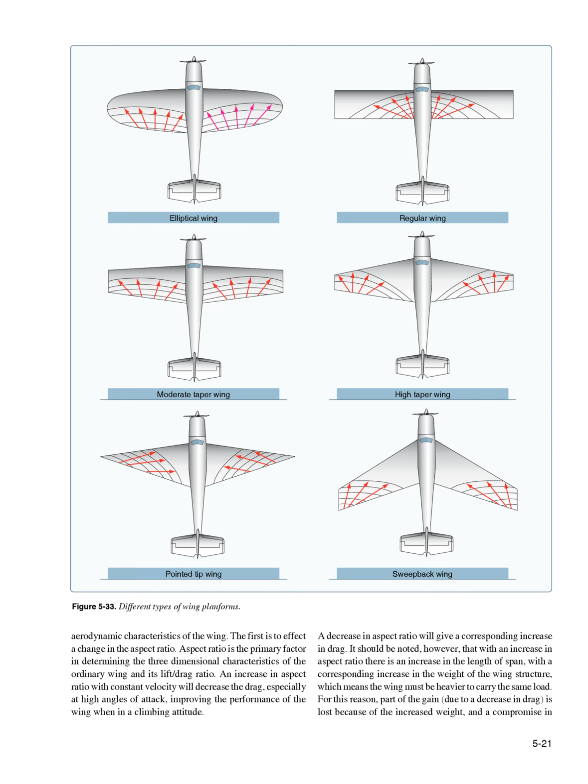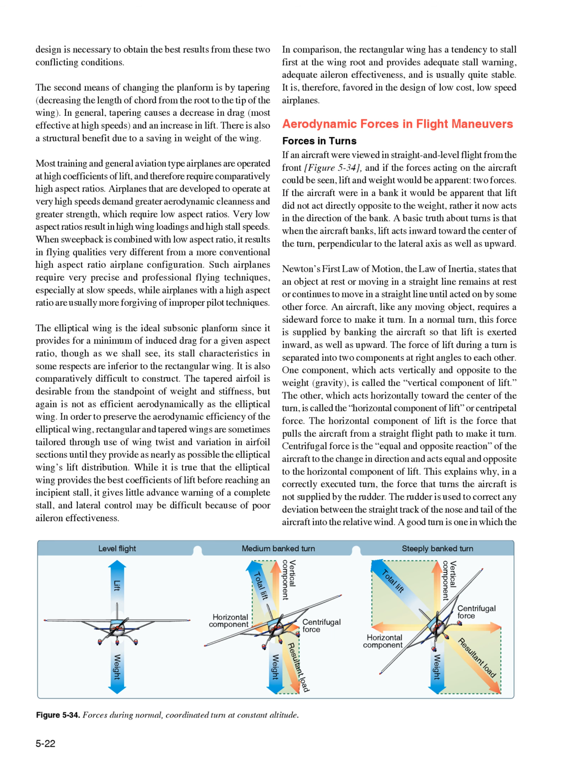For this reason, part of the gain, due to a decrease in drag, is lost because of the increased weight, and a compromise in design is necessary to obtain the best results from these two conflicting conditions. The second means of changing the planform is by tapering, decreasing the length of chord from the root to the tip of the wing. In general, tapering causes a decrease in drag, most effective at high speeds, and an increase in lift. There is also a structural benefit due to a saving in weight of the wing.